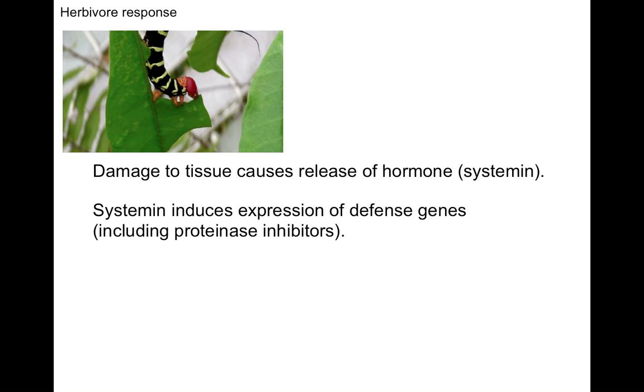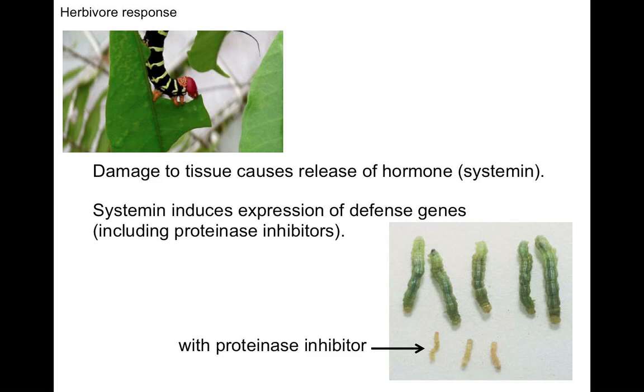So a proteinase is an enzyme that breaks down proteins, and animals have these as part of their digestive system. So if the plant produces a molecule that is a proteinase inhibitor, it prevents that animal from breaking down the proteins. And here you can see some caterpillars that were both fed the same diet, but those little tiny yellow ones down at the bottom, they were treated with a protease inhibitor, and that causes this real inhibition of their growth.